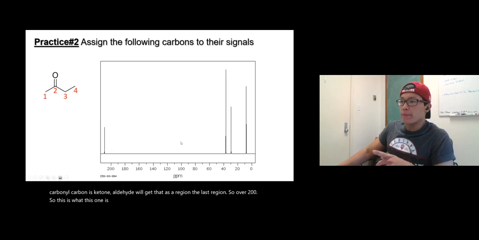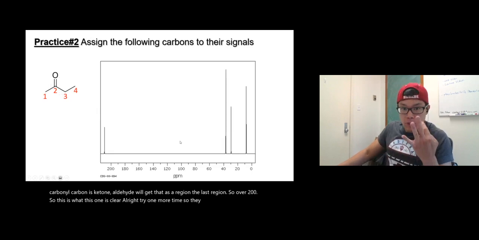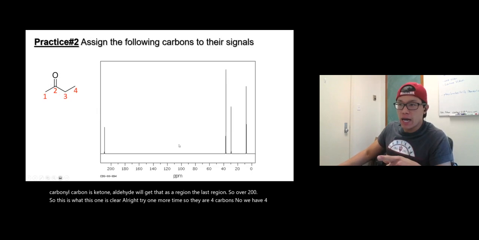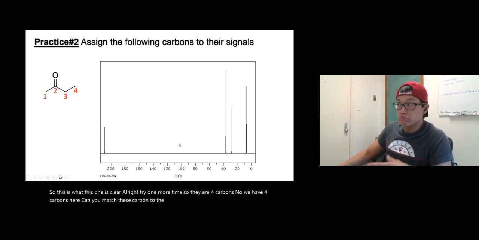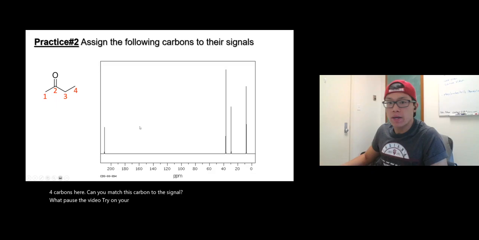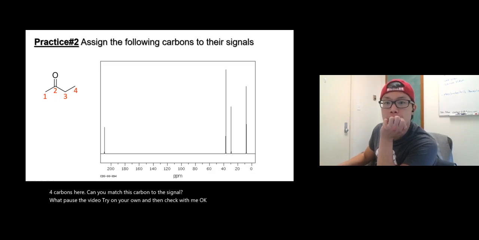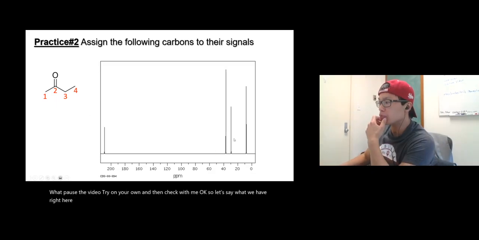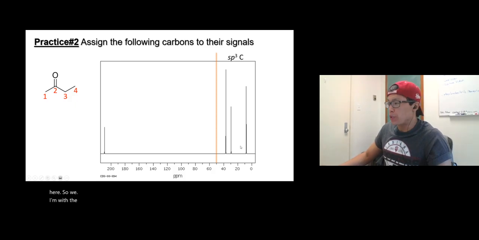All right, try one more time. So there are 4 carbons here. Can you match each carbon to the signal? Pause the video, try on your own, and then check with me. Okay, so let's see what we have right here. I'm going to draw the line real quick. That's region number 1, so that's 50 ppm, up to 50 ppm.